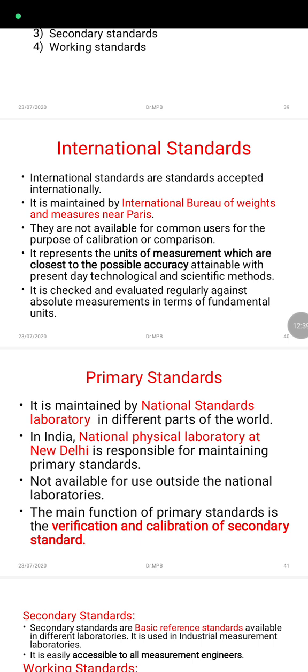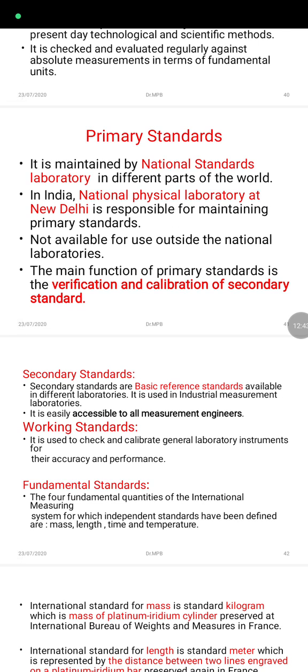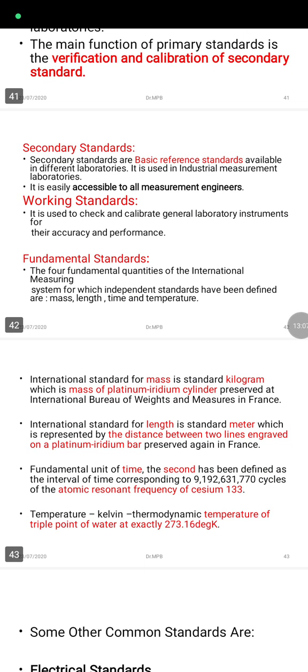Primary standards are maintained by National Standard Laboratories in different parts of the world. In India, the National Physical Laboratory at New Delhi is responsible for maintaining primary standards. These are not available for use outside the national laboratories. The main function of primary standards is the verification and calibration of secondary standards. Secondary standards are basic reference standards available in different laboratories. They are used in industrial measurement laboratories and are easily accessible to all measurement engineers. Finally, the working standard is used to check and calibrate general laboratory instruments.